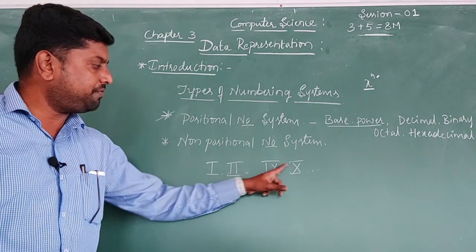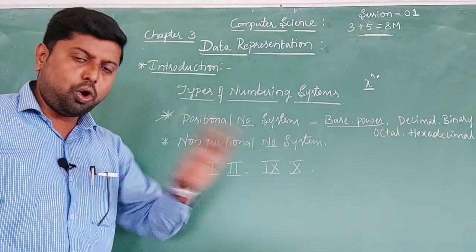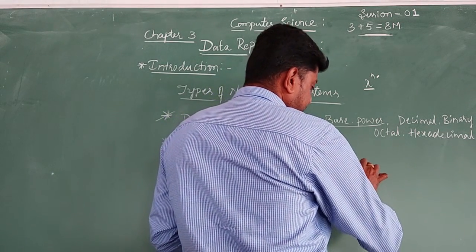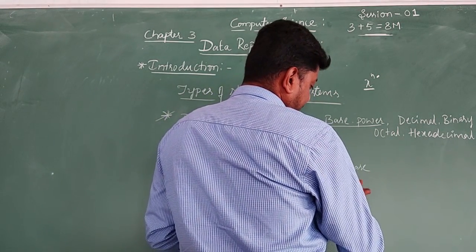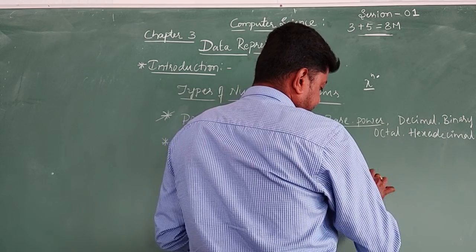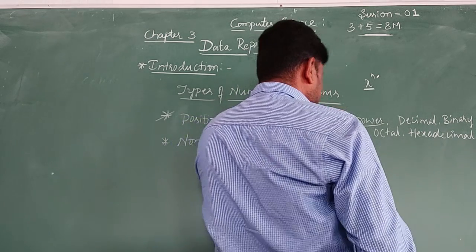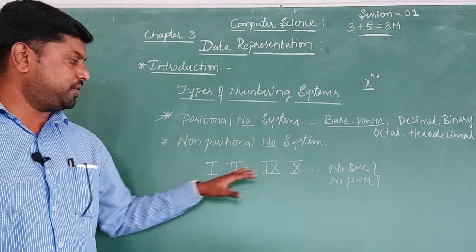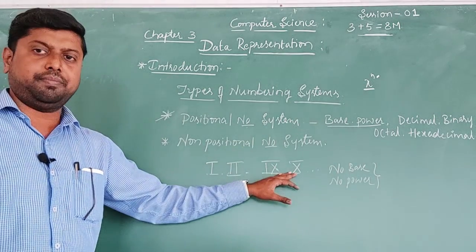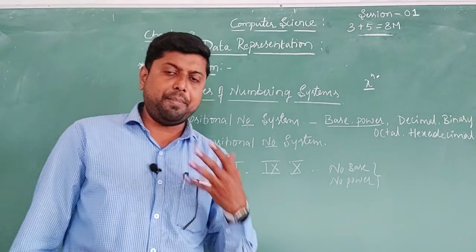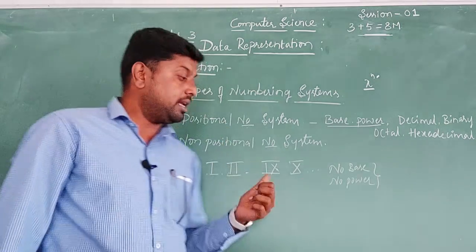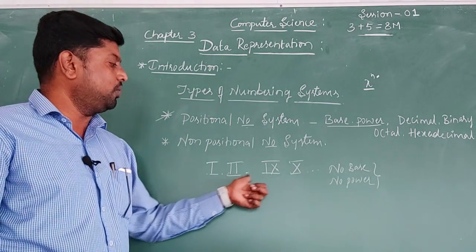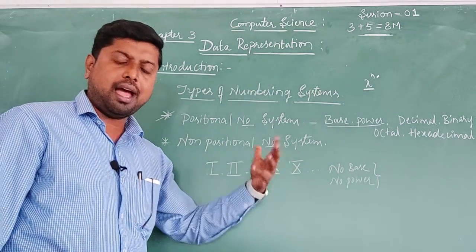For these types of numbering systems, there is no base, no power, no index. So there is no base and power in this type of number. But we have a number for this. For the calculation, we will call this a particular type of number: 1, 2, like that, 9 and 10. We have some numbers.